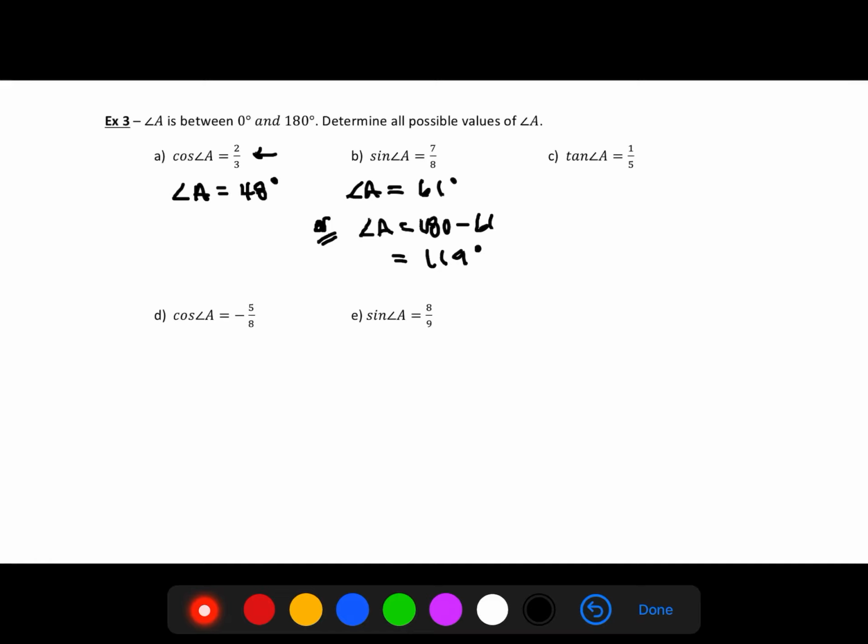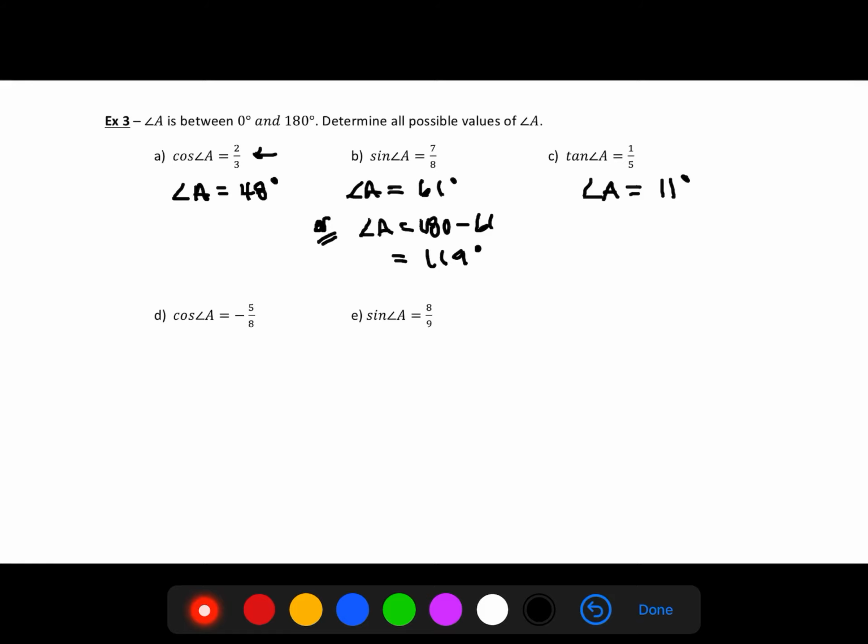For part C, tan of angle A is 1 over 5. Again, thinking about tan is positive, it's going to be in the first quadrant. We don't have a positive tan in the second quadrant, so there is only one possible value here. So we do our inverse tan, bracket 1 over 5, and our angle must be 11 degrees. That's the only one.